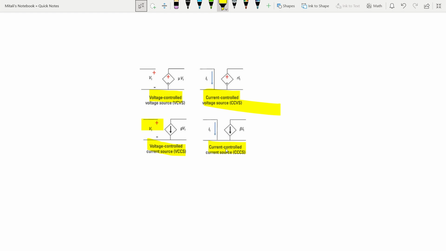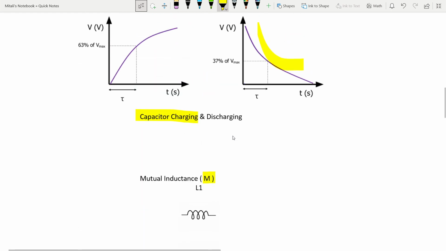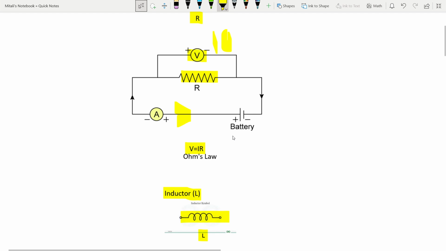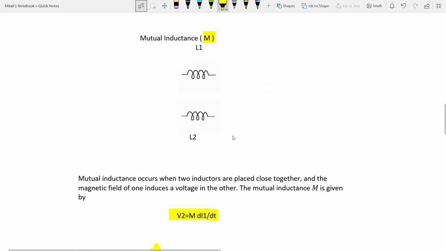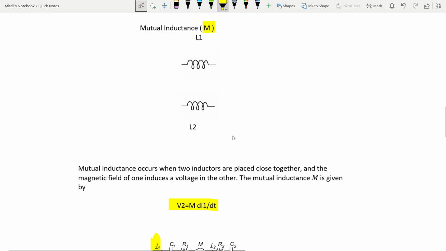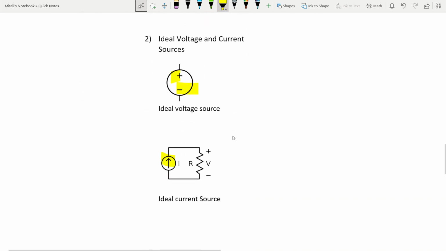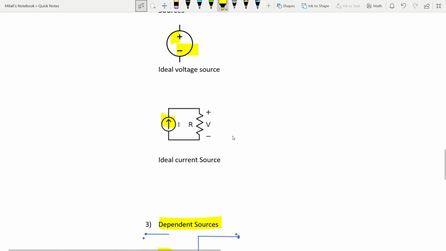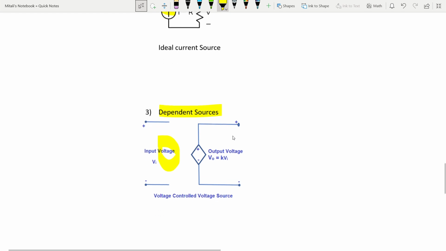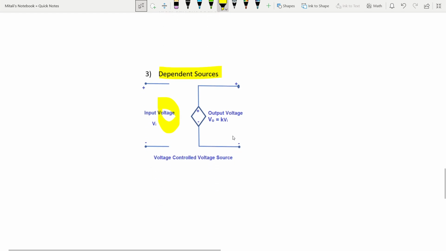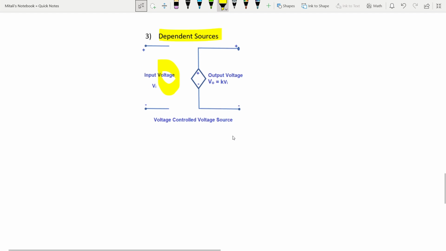To summarize, we have covered resistors, capacitors, inductors, mutual inductance, and both ideal voltage source and ideal current source. These components are the building blocks of electrical circuits. We have also covered the dependent sources. So understanding them is crucial for analyzing and designing circuits.